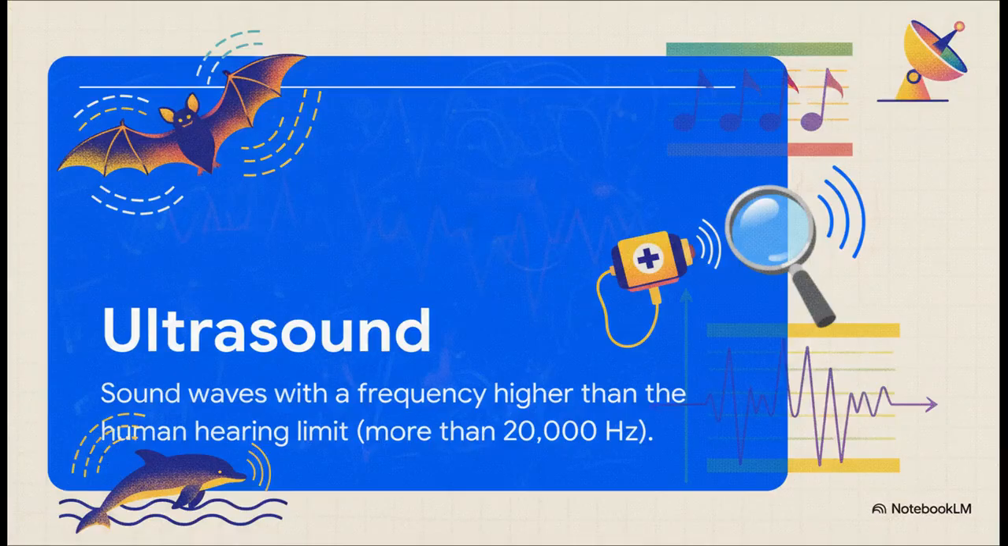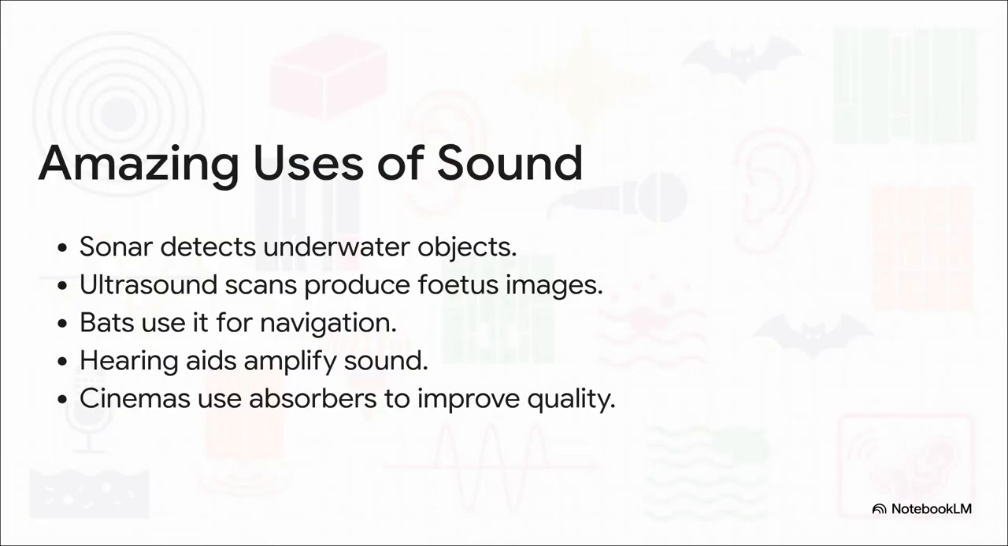Hey, remember that hearing range we talked about? Well, any sound with a frequency higher than 20,000 hertz is called ultrasound. We can't hear it, but many animals like bats and dolphins can, and we figured out how to use it for ourselves. And the uses are just amazing.